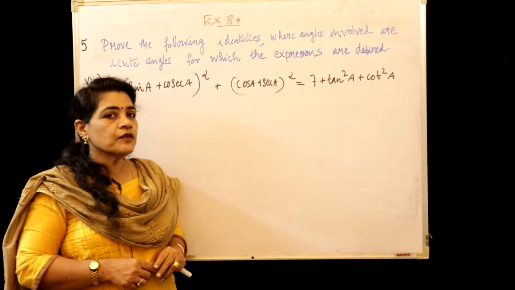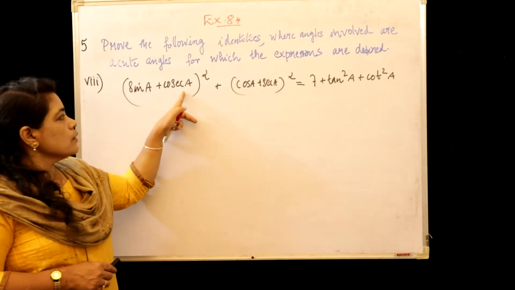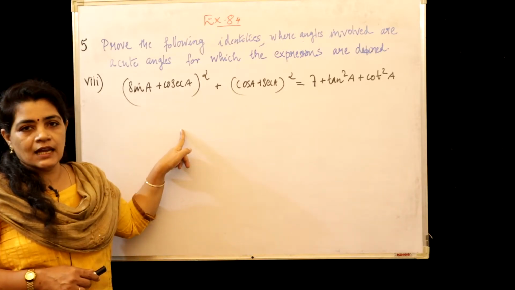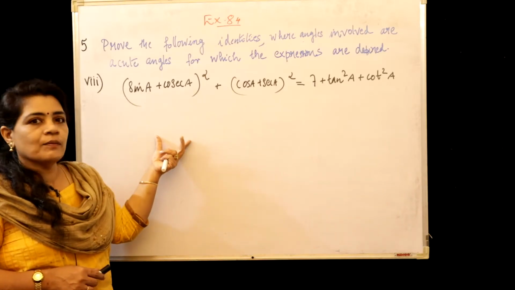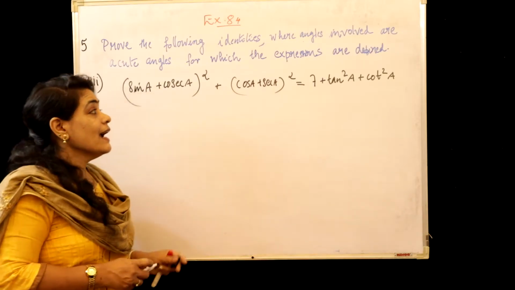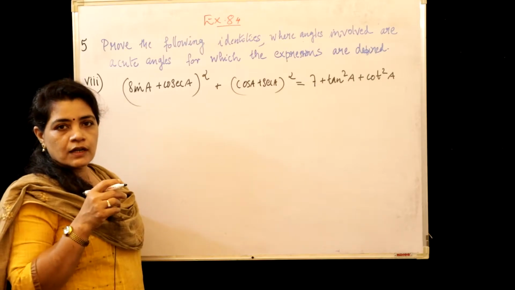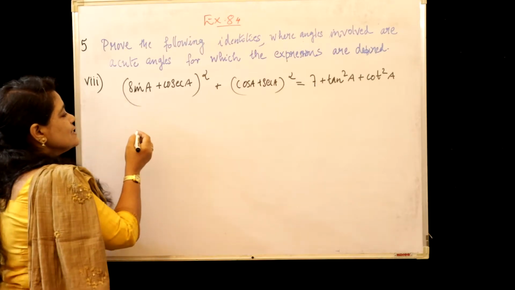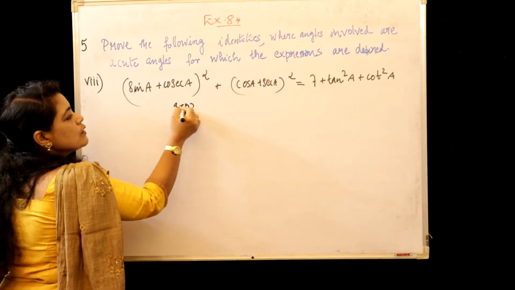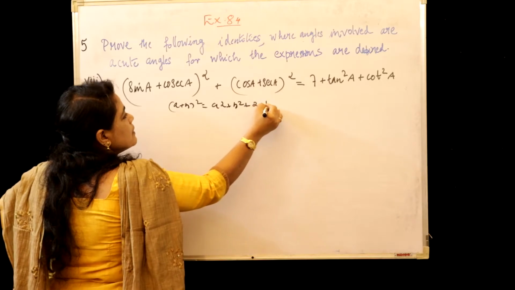Even if you can think of sec A as 1 by cos A and cosec A as 1 by sin A, that method we are not applying here. Here we are applying this identity: (sin A + cosec A) whole square, that is (A + B) whole square, which is A square plus B square plus 2AB, right?